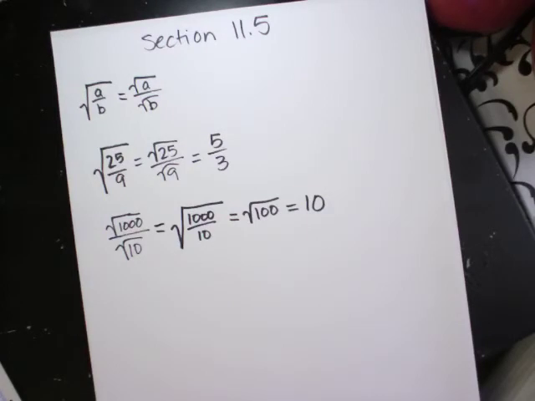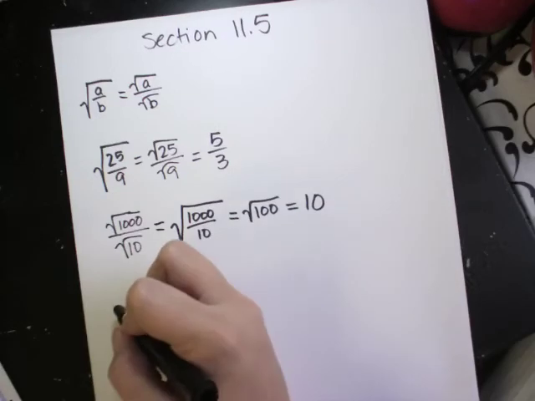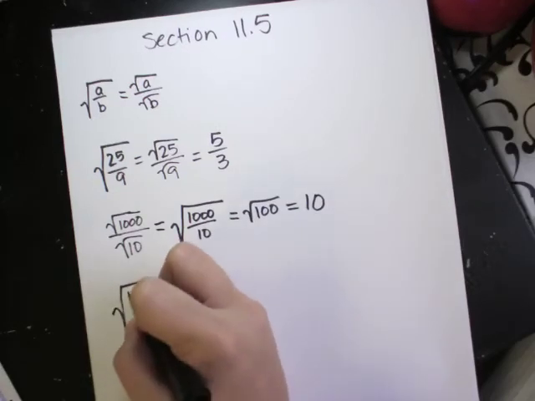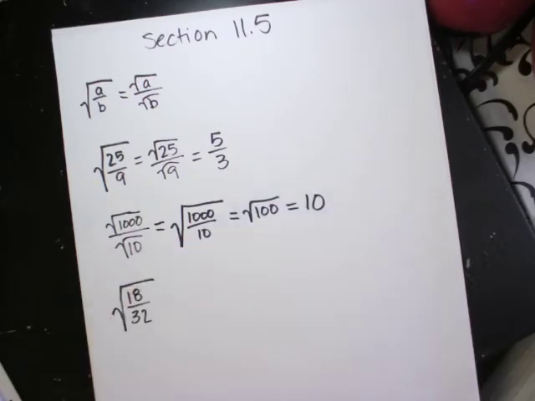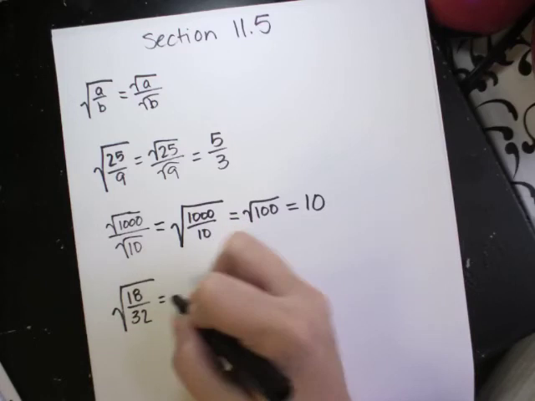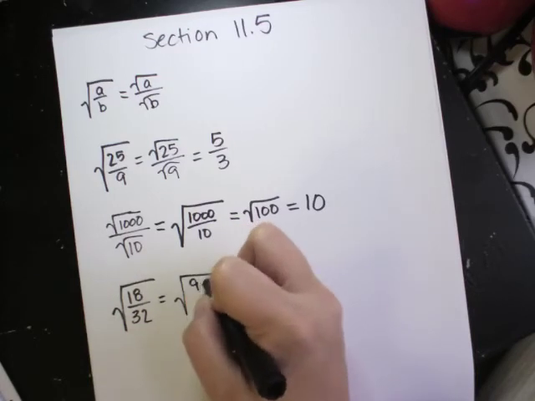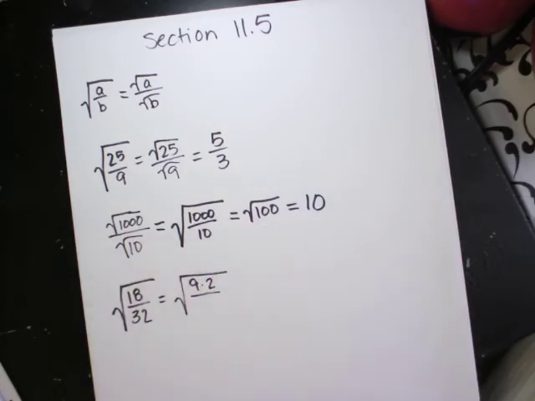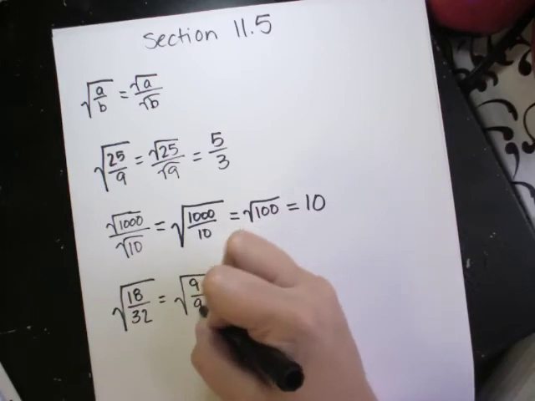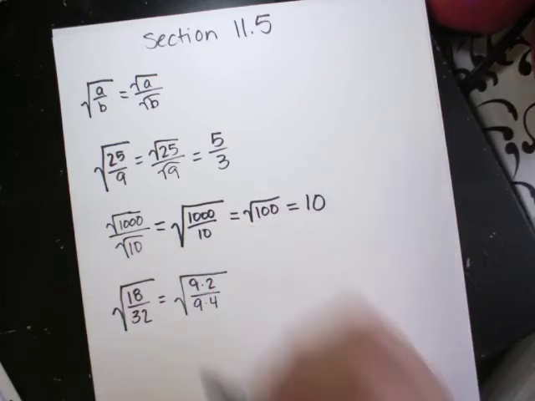So here's an example. We have 18 over 32. Now, are either of those perfect squares? No. Are they related to any perfect squares? Yeah. Like 9 and 2, 9 and 4. And what about 32? 9 and 4? No, that's 36. How about 8 and 4? Does that help us?